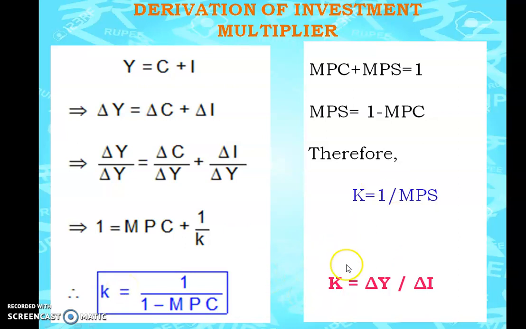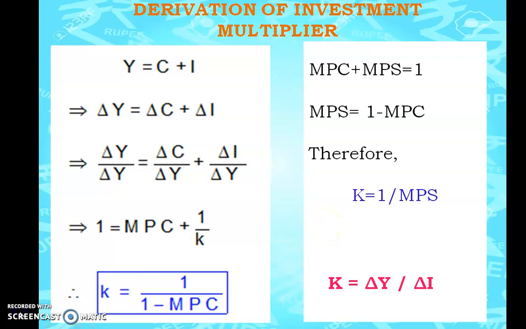Sometimes they give you the MPS value or the MPC value, and ask you to find out what k is. I doubt it will be given to you, because you are studying at the fundamental level. So these are the 3 formulas you have for the multiplier.